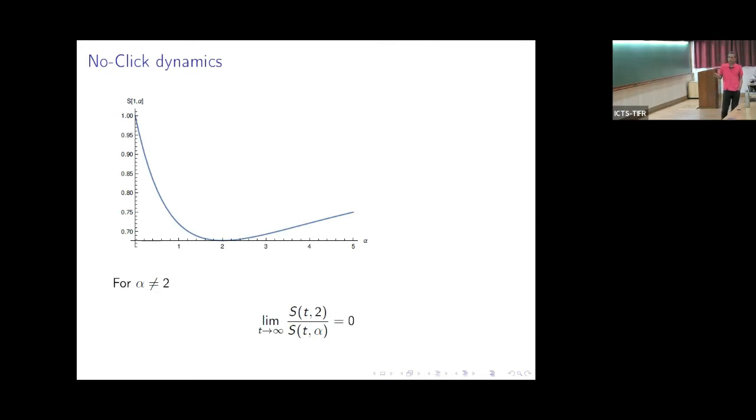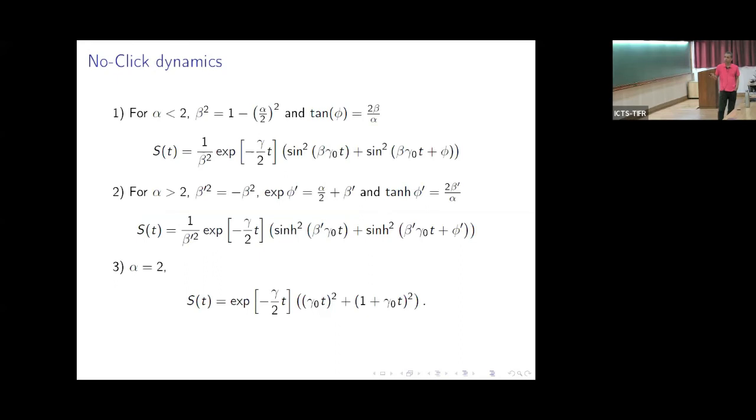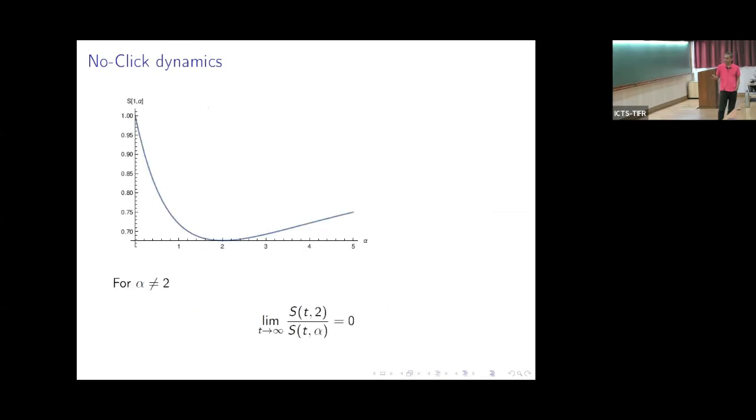And then this diagram is just showing what is the survival probability after unit time against alpha. And another interesting feature of the value alpha equal to 2, where this switch between these two forms happens, is that if we calculate this limit, it goes to 0 as t tends to infinity. What this basically means is that for alpha equal to 2, the survival probability decays at the fastest rate.